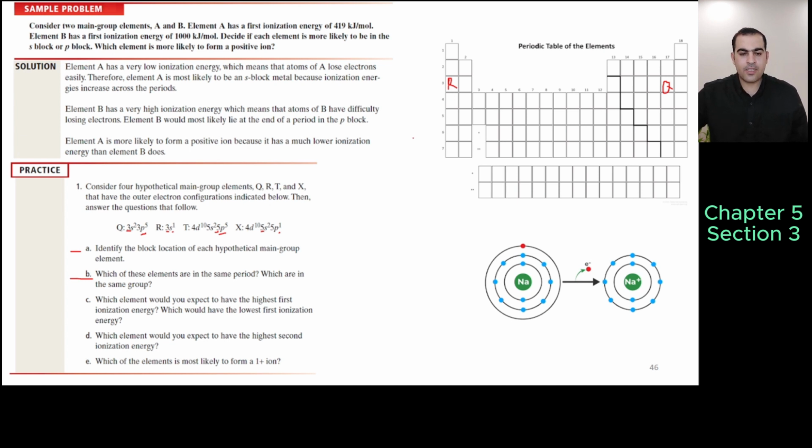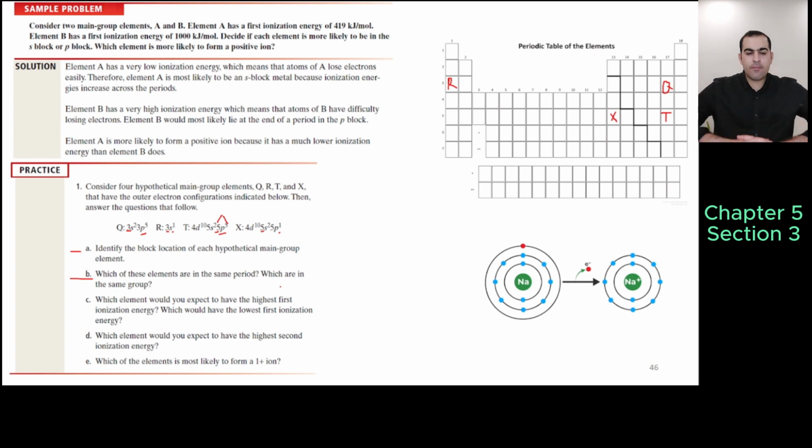Okay. T: the number of electrons in the last S and last P plus 10 equals the group number. Group number is 17. Which period? 5: 1, 2, 3, 4, 5. Group 17. This is T. And X is in group what? Group 13. But which period? Period 5. This is X.